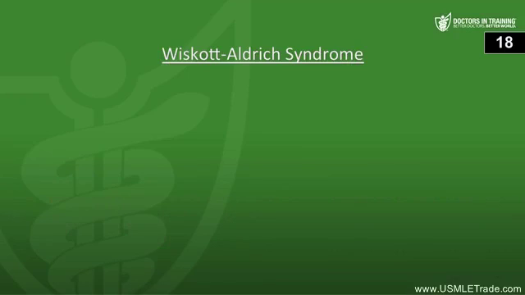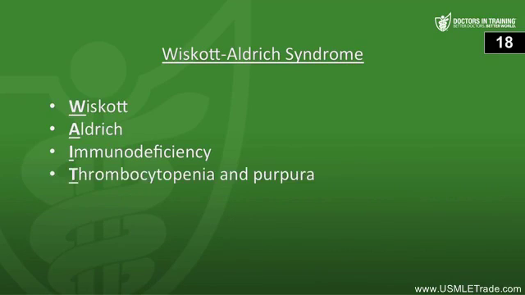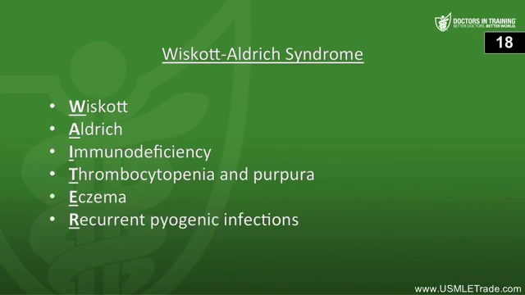Next, what are the clinical features of Wiskott-Aldrich syndrome? So remember, the mnemonic for Wiskott-Aldrich is WAITER. So the first two letters, W and A, are for Wiskott and Aldrich. And then you have I for immunodeficiency, T for thrombocytopenia and purpura, E for eczema, and R for recurrent pyogenic infections. And these individuals have a low IgM and high IgA.